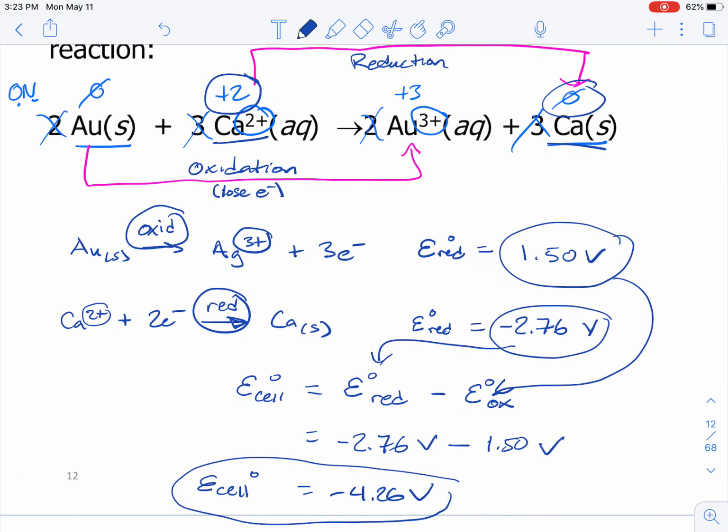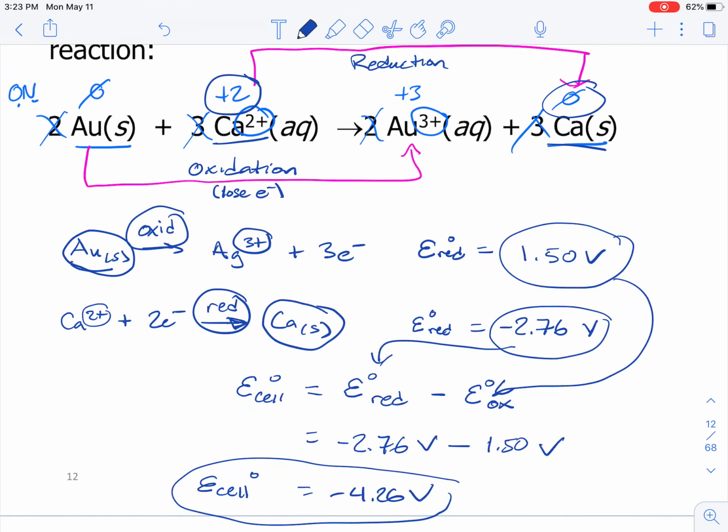So what this is telling you is that if you were to create a galvanic cell in which your gold electrode is going to undergo oxidation and your calcium electrode is going to undergo reduction, then the forward reaction, if you will, oxidation to reduction, transfer of electrons from gold to calcium, is non-spontaneous because its standard cell potential is negative.